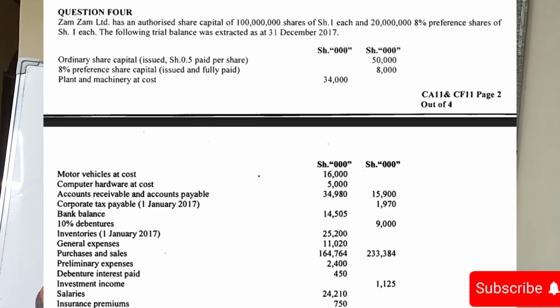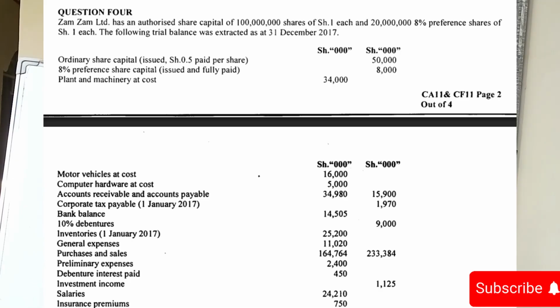Corporation tax at the beginning of the year. Remember, we have a trial balance at the end of the year, but it is showing us we have tax we were supposed to have paid last year, but it is still a current liability. Because it has not been paid, you have to add it to the tax for this year to know the overall tax payable. Bank balance, 10% debentures, inventories, general expenses.